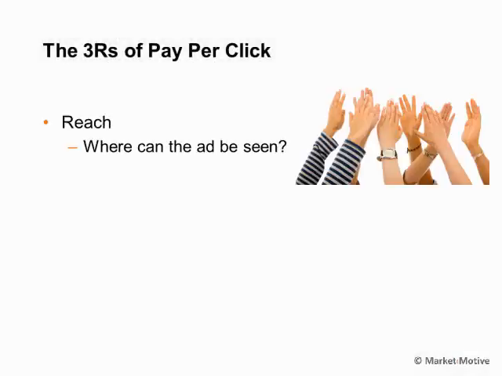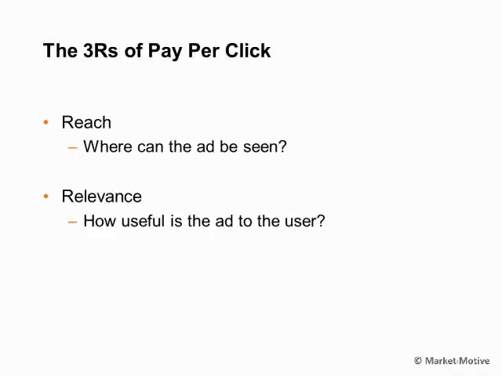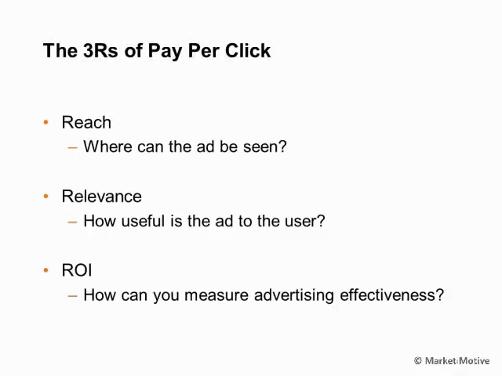This leads us to the 3 R's of pay-per-click advertising. First is reach. This is where the ad can be seen. Second is relevance. How useful is the ad to the user? And finally, return on investment. How can you measure advertising effectiveness? So we're going to look at the 3 components of paid search.